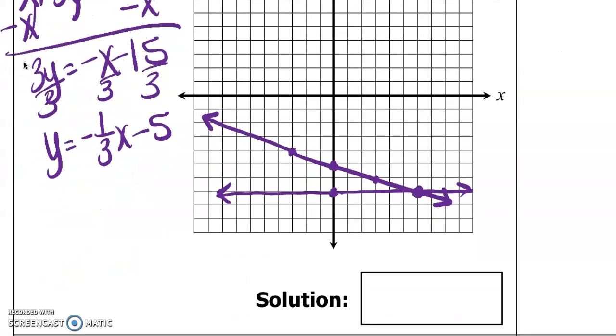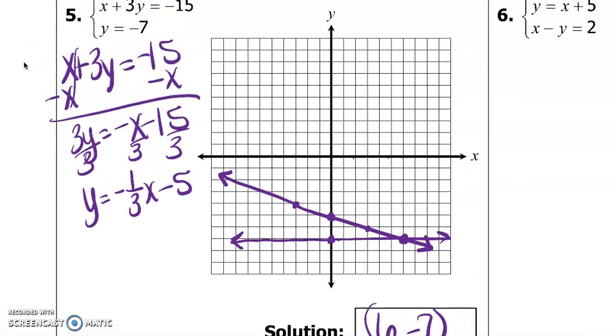So our solution would have an x value of 6 and a y value of negative 7. It should make sense that you have to have a y value of negative 7 since that was one of your equations.